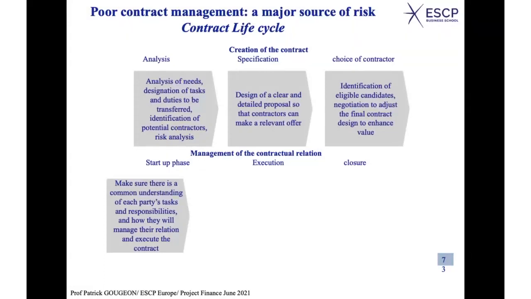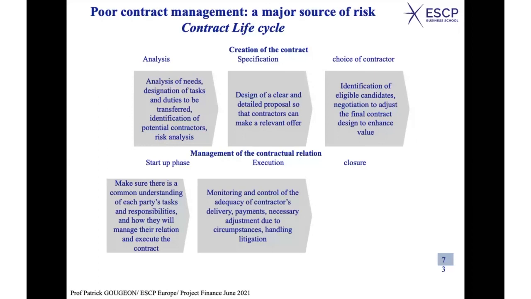Once this is done, then you can move on, and that's more normal, to the execution of the contract with monitoring and control of the adequacy of contractors' delivery. Are the providers doing what we expect from them? Okay, you have to proceed to the payments. Is that made properly? And the necessary adjustment due to circumstances which might have been anticipated before or not. And sometimes, if you have no flexibility, because the contract is, as we said, often incomplete, you may have to deal with situations which you did not anticipate.